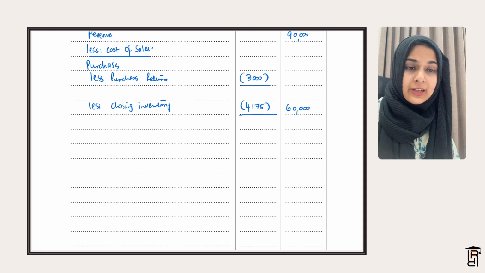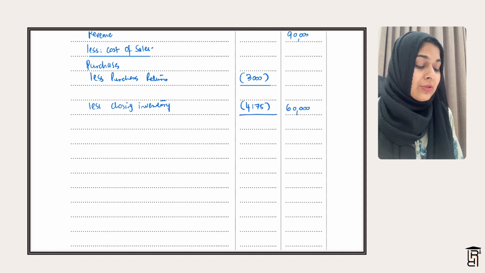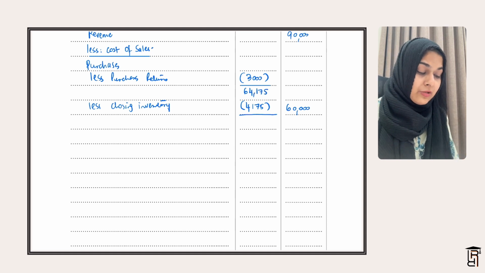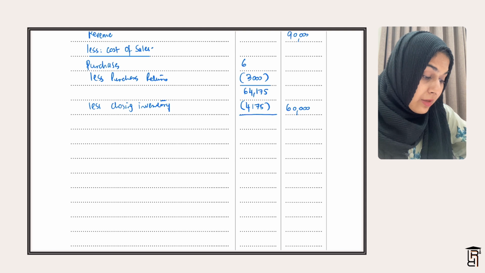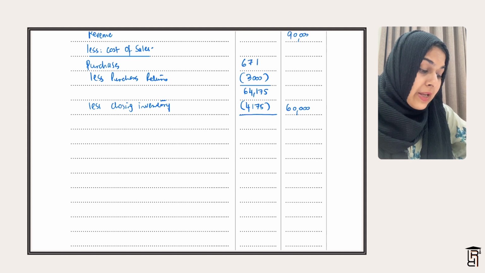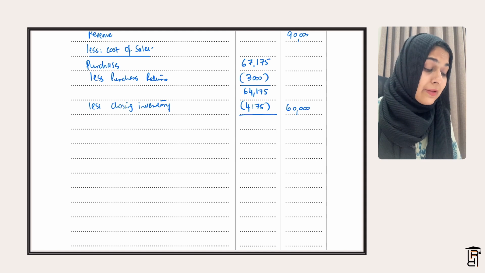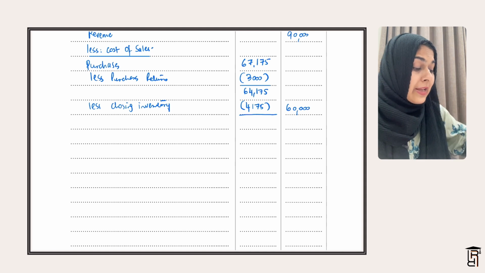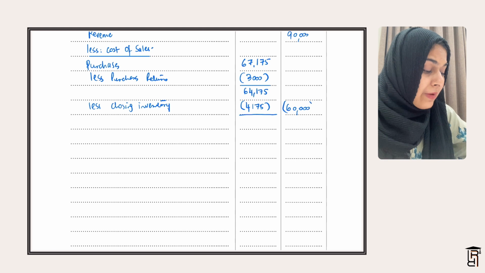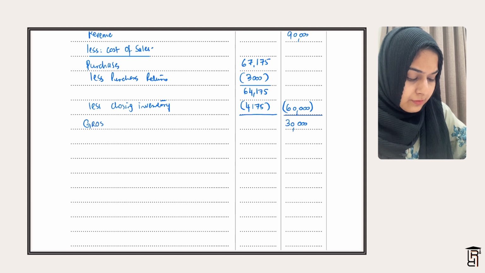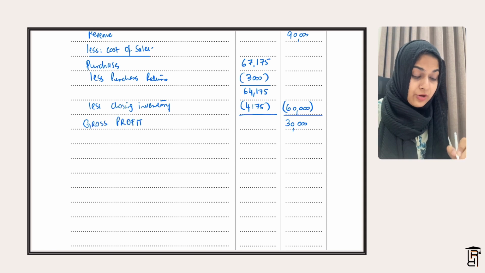Whenever I calculate backwards, it's like this: 60,000 plus 4,175 will give me 64,175. Then when I add 3,000 to this, I get 67,175 as my purchases. Then when you do revenue minus cost of sales, you get a gross profit of 30,000. So I write gross profit here.